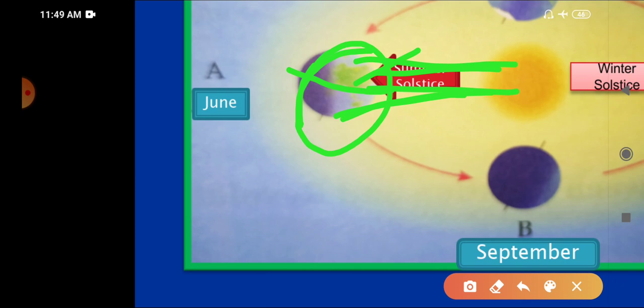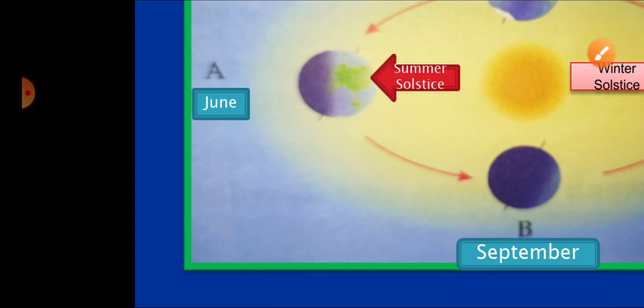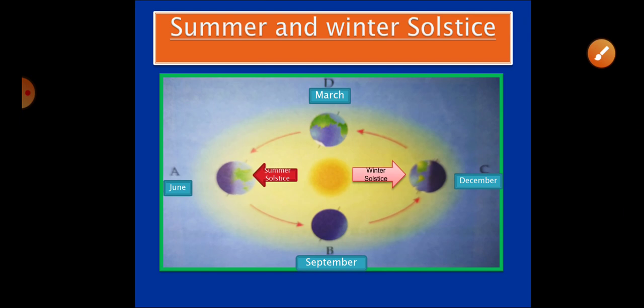At this time, the southern hemisphere is having winters. So the nights are longer than the days in this position of the earth. This is called summer solstice. Here you can understand summer solstice.